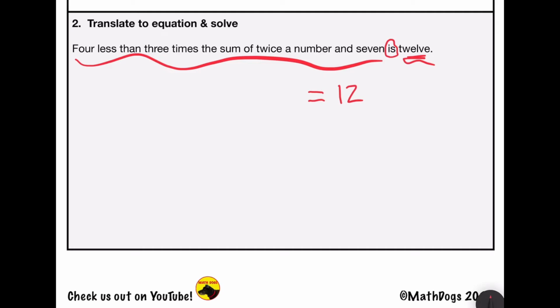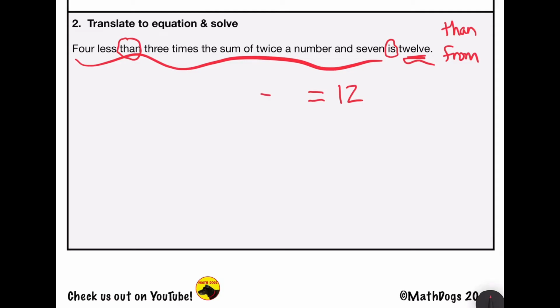The left side expression is a little more complex. It says 4 less than 3 times the sum of twice a number and 7. So let's break this apart. There are 2 key words in translation that flip the way that the expression will be written. Those key words are than and from. If I see the words than or from, what's written first in words gets written second in symbols, and vice versa. So this says 4 less than, here's the word than. So I know at the end I'm going to be subtracting 4.